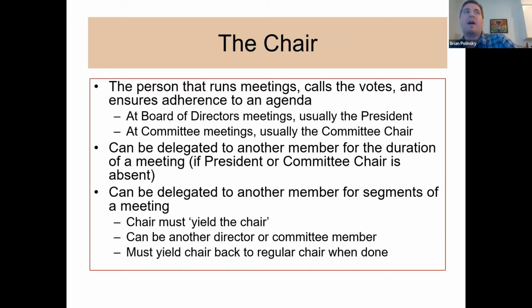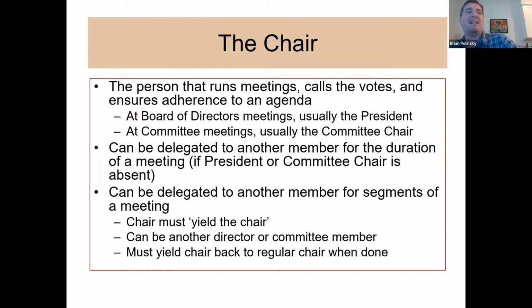So next, let's talk about the role of the chair. The chair is the person that actually runs meetings, calls the votes, and ensures adherence to the agenda of the group that's meeting. At board of directors meetings, usually the president will serve as the chair. If the president is not present, then someone else can be designated to serve as the chair at the board meeting. At committee meetings, usually the committee chair is the one who serves as the chair.